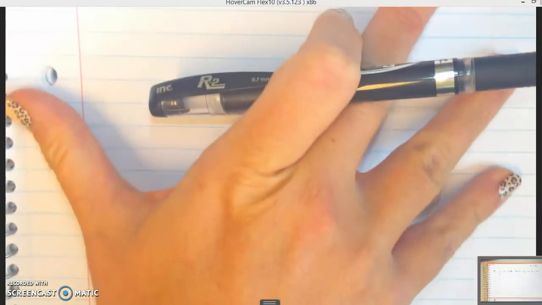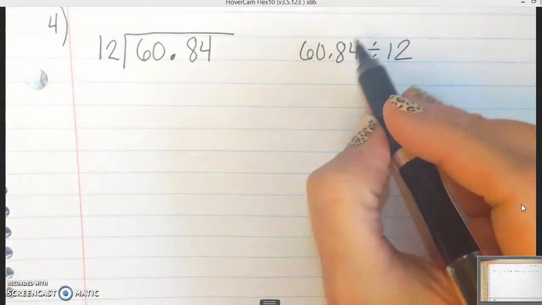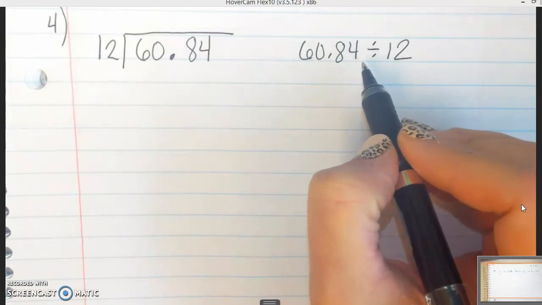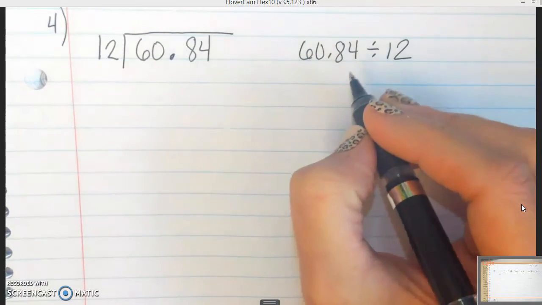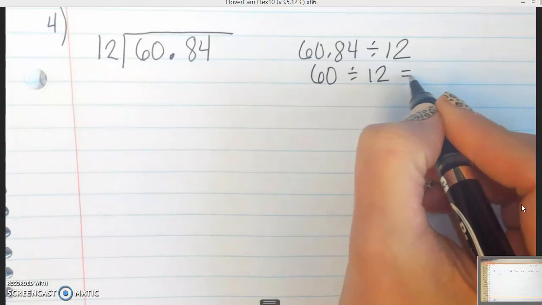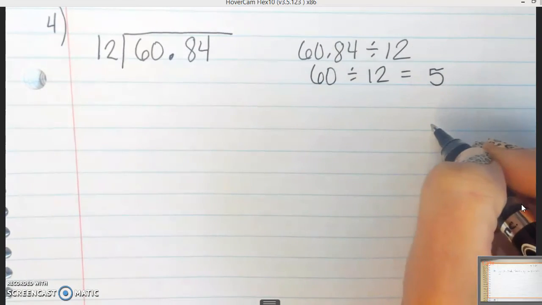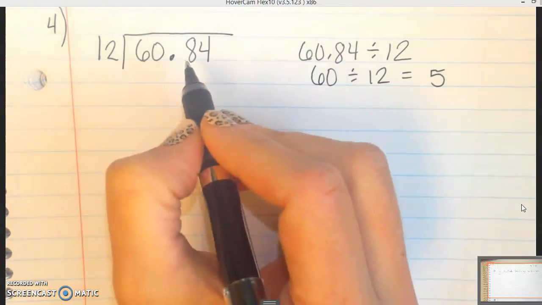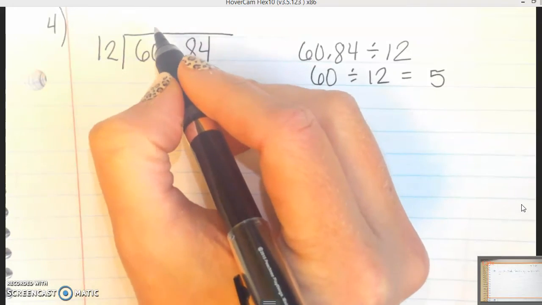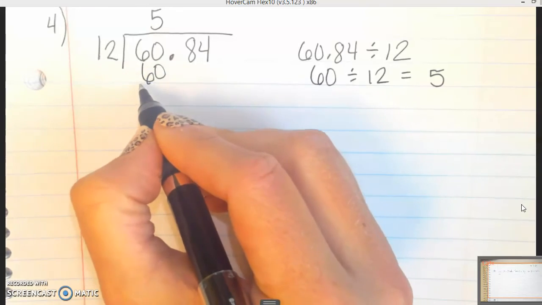Alright, let's go ahead and look at number 4. So for number 4, let's estimate first. What's something that's close to 60 and 84 hundredths that can be divided by 12? 60. So let's just say 60 divided by 12. That's really, really close. What would that be? 5. Okay? So over here now, when we're dividing, 12 won't go into 6, but it'll go into 60. And we just said what that was. It's 5 times. 5 times 12 is 60.